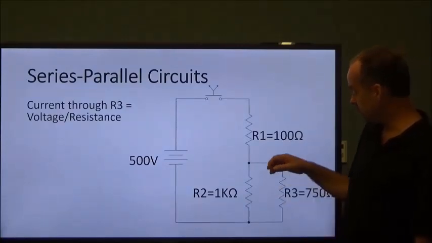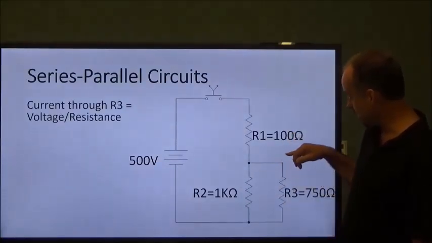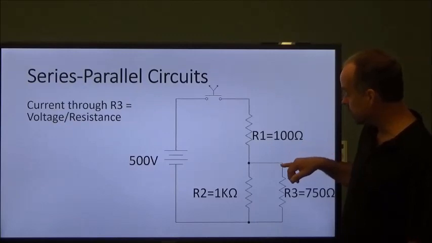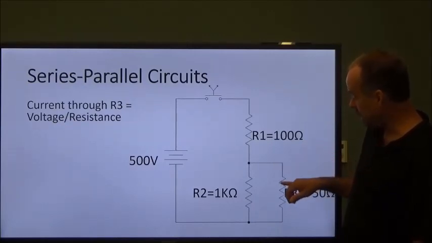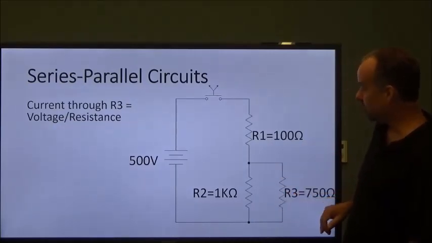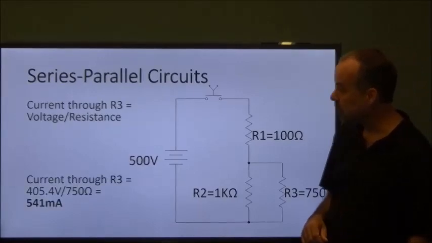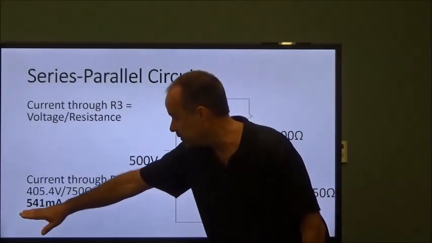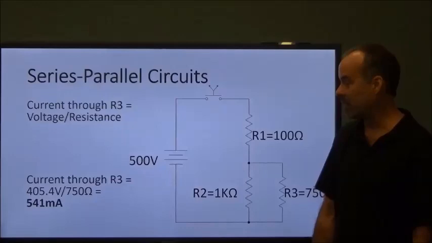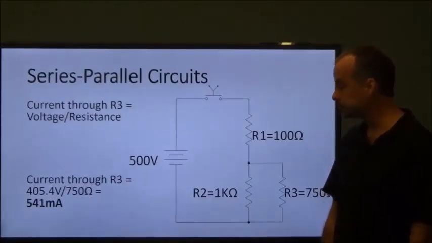In R3, it's the same thing. I take the 405.4 volts divided by my resistance of 750 ohms, and it comes up to be 0.541 amps, or 541 milliamps.